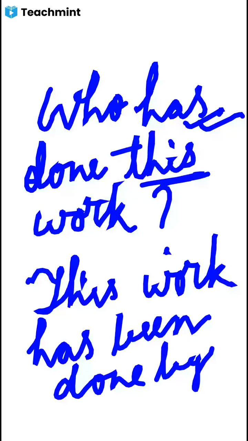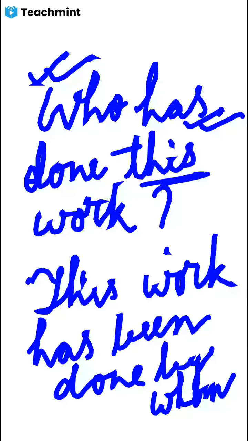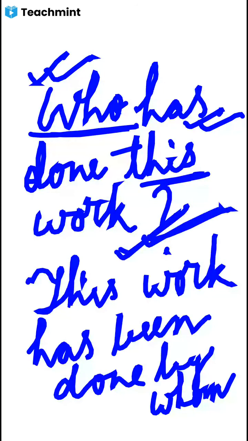I told you that whenever the sentence starts with who, this who can be treated directly as a subject. So we don't have to make the sentence again into assertive, because there is no way to change it into assertive. Who has done this work? The passive voice can be written in assertive form like this: This work has been done by whom? But this is not our final answer.